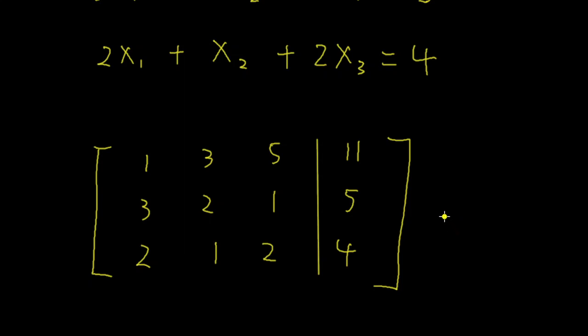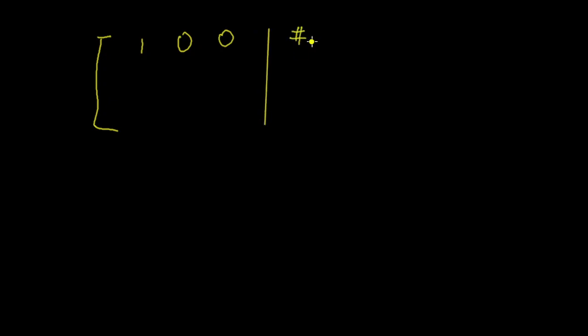What we're trying to do here is reduce the matrix into this form: 1, 0, 0, and then a number here; 0, 1, 0, and then a number here; 0, 0, 1, and then a number here. Because that is x1, x2, and x3, we get x1 equal to a number, x2 equal to a number, x3 equal to a number. Then we solve this system of equations. So we're trying to get to this point here.